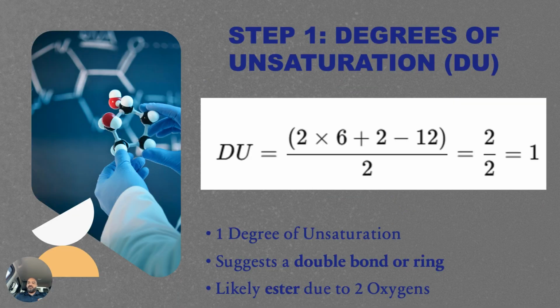Our molecular formula is C6H12O2. To calculate the degree of unsaturation, I use the following formula. Degree of unsaturation equals (2 times 6 plus 2 minus 12) over 2, equals 2 over 2, equals 1. That means this molecule has one ring or one double bond. Since there are two oxygens, I'm thinking this is an ester, probably a carbonyl and an ether-like linkage. We'll confirm that with IR.